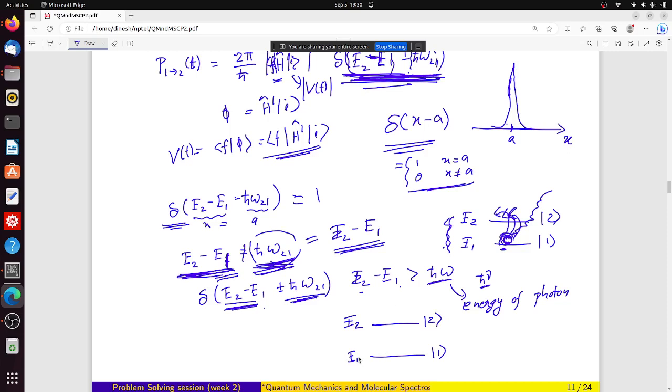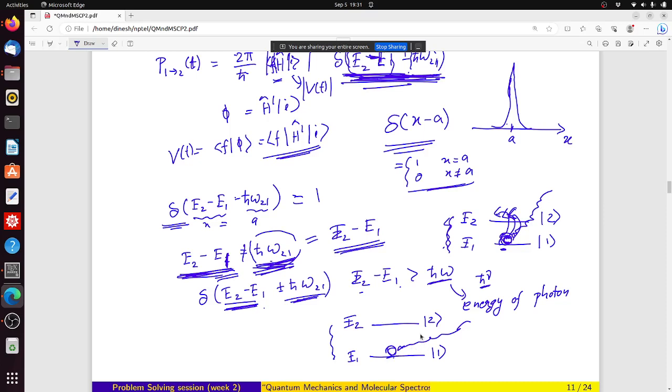If E2 minus E1 is greater than h cross omega, that means the energy difference between these two states is higher than the energy provided to this particle. If this is the energy of a photon and I am shining some light on this particle, the photon is absorbed, but it's not sufficient, because the energy difference E2 minus E1 is much higher than the energy supplied, so it won't jump. It will stay like this.